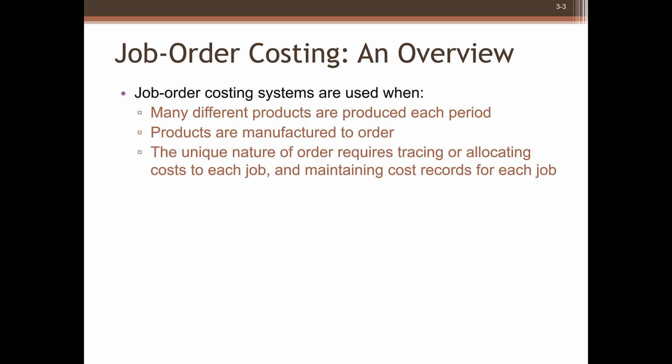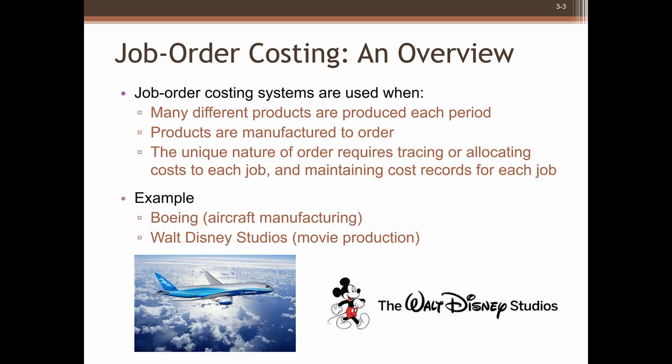Job order costing is a costing system used in situations where many different products, jobs, or services are produced in each period. Products are manufactured to order, and the unique nature of each order requires tracing or allocating costs to each job and maintaining cost records for each job. Boeing and Walt Disney Studios use job order costing systems.